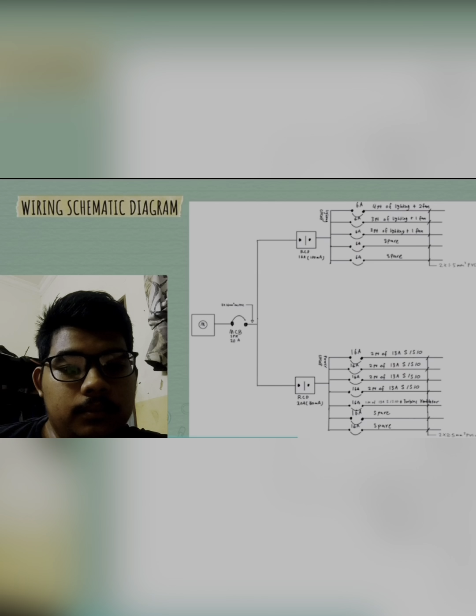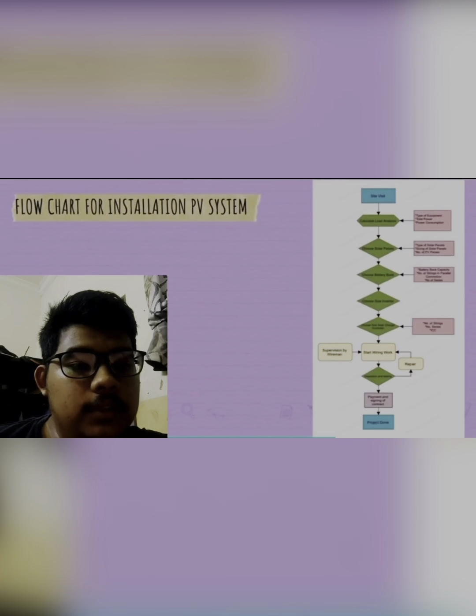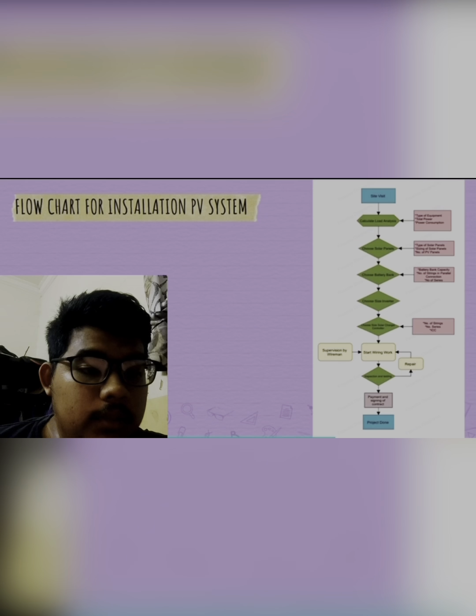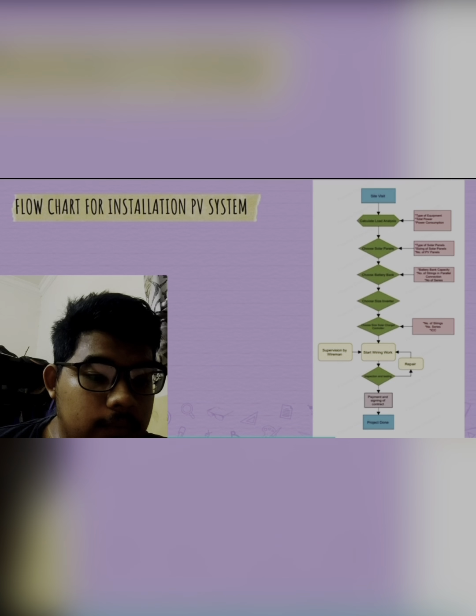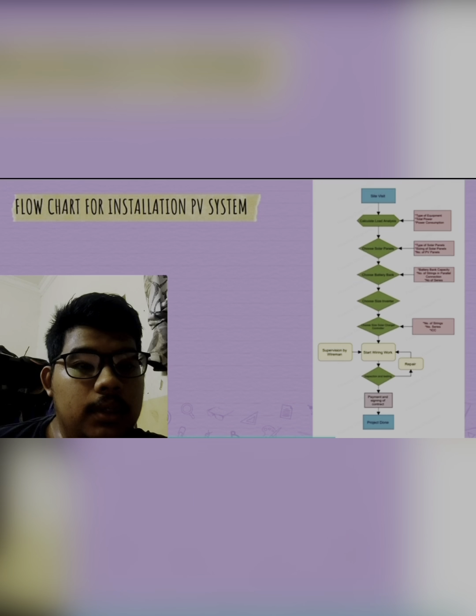After that, for the flowchart of the PV system installation, first the engineer must make a site visit to check Mr. Ahmad Nisfu's house to calculate the load analysis, and next choose the solar panel. After that, choose the battery bank, then choose the inverter size, and next choose the solar charge controller. After all the calculations, start the wiring work supervised by a wireman.